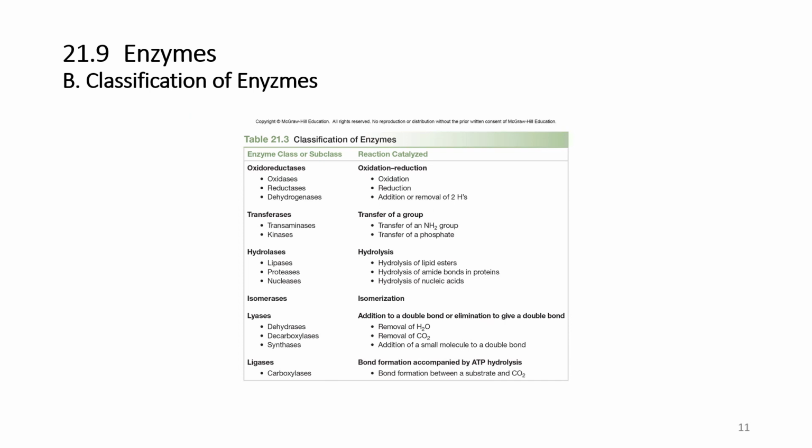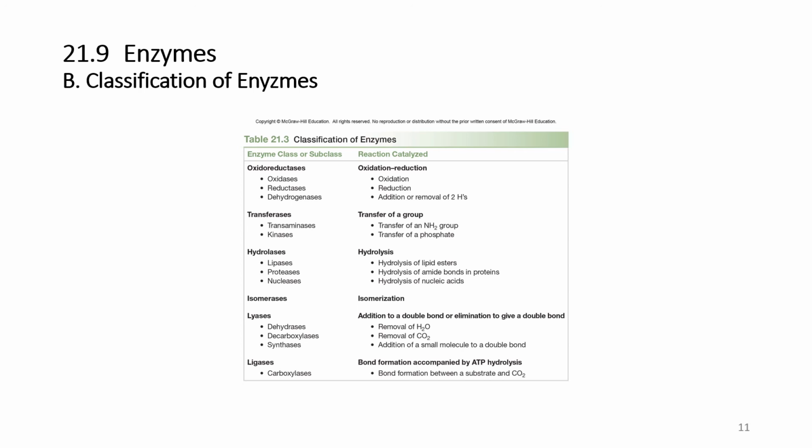So this is just a table of the enzyme classes that we've just talked about, the oxidoreductases, transferases, hydrolases, isomerases, lyases, ligases, and their subclasses, and the type of reaction that they are responsible for. So oxidoreductases are responsible for oxidation reduction, dehydrogenases, addition or removal of hydrogens, transaminases, again, transferring an amino group. We'll see kinases in glycolysis. These transfer phosphate groups.